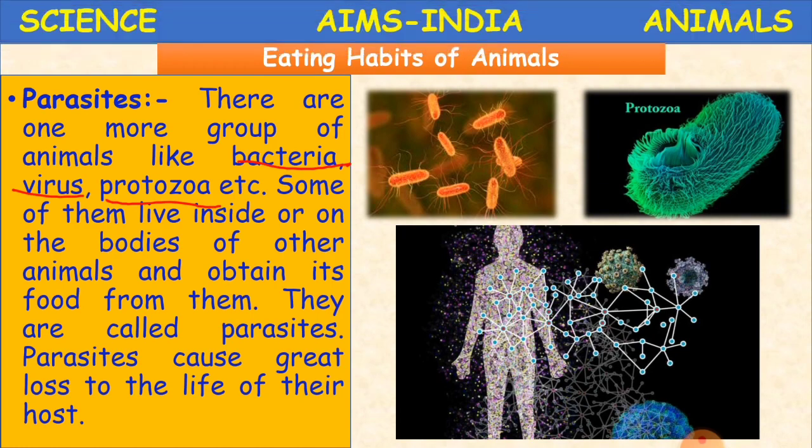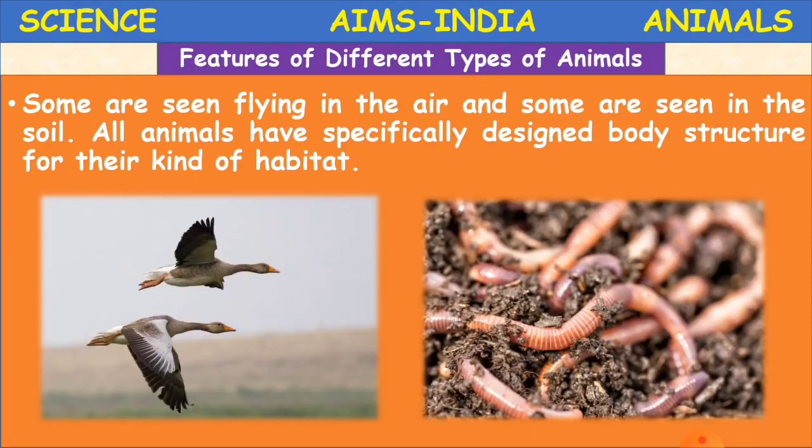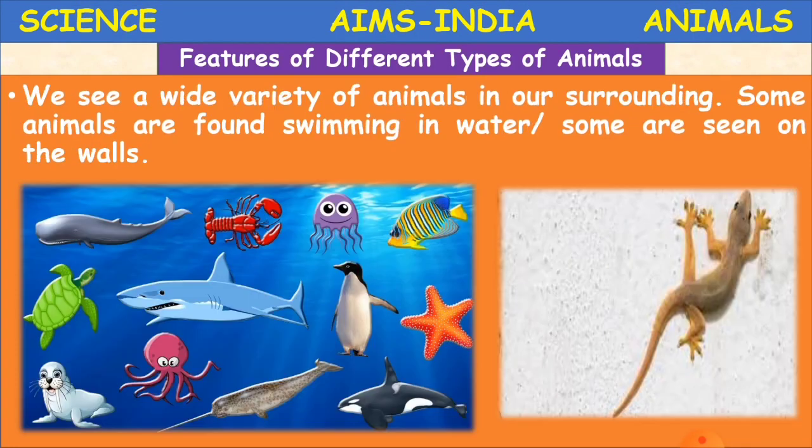Clear children? Now we'll learn about the other type of animals, like features of different types of animals. Features. What do you mean by features children? Like how our body structure is formed. Suppose even human beings, we have legs, we have hands, we have our face, eyes, nose and all that. Like parts of our body, how they are formed. So all these are called features.